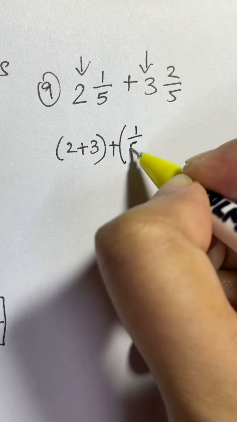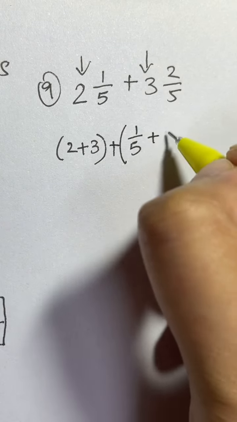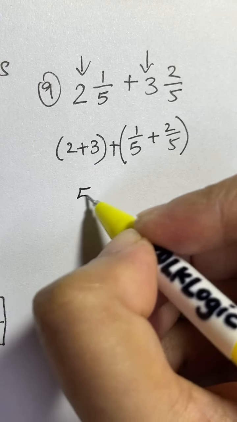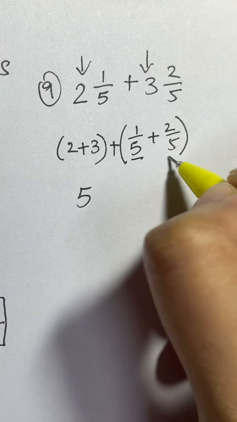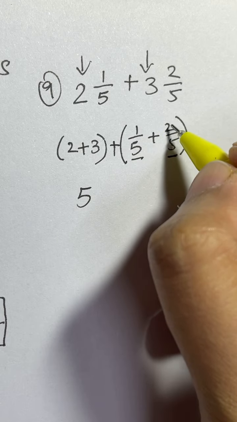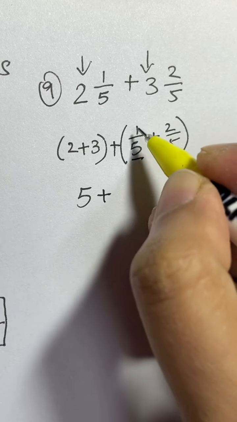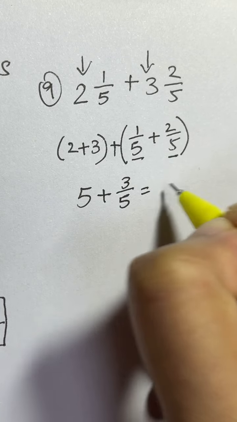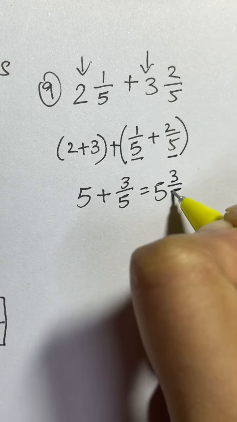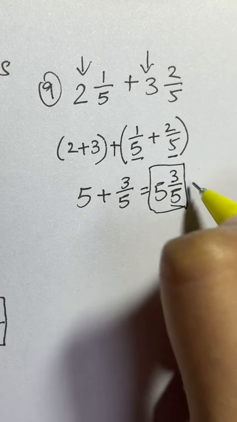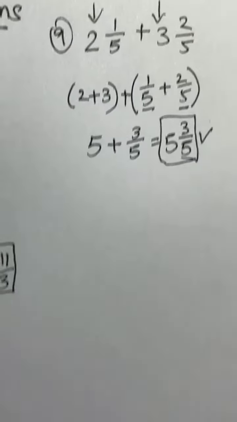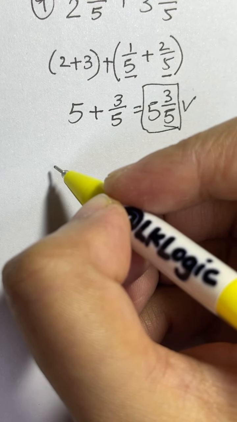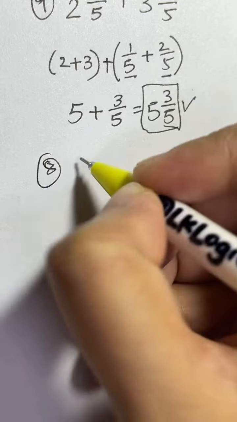Add the fractions separately. 1/5 plus 2/5. 2 plus 3 is 5. And here the denominators are the same, so you directly add the numerators. So 2 plus 1 is 3/5. So 5 plus 3/5 is 5 3/5. That's it. That's your answer. Okay, this is how you add mixed numbers with the same denominators. Now let's see another example.